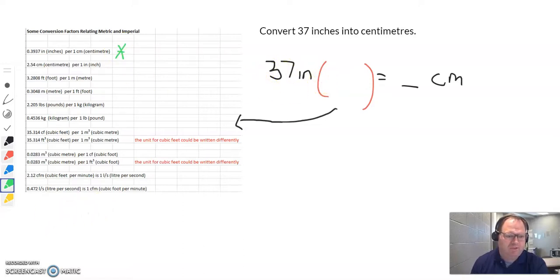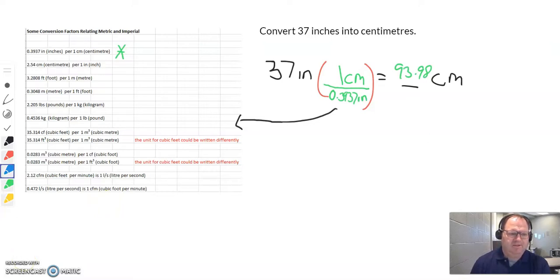Now, we'll set up our conversion factor inside the bracket. Every centimeter has 0.3937 inches. Numbers in the top you multiply, numbers in the bottom you divide. So 37 times 1 divided by 0.3937, which is equal to 93.98 centimeters.